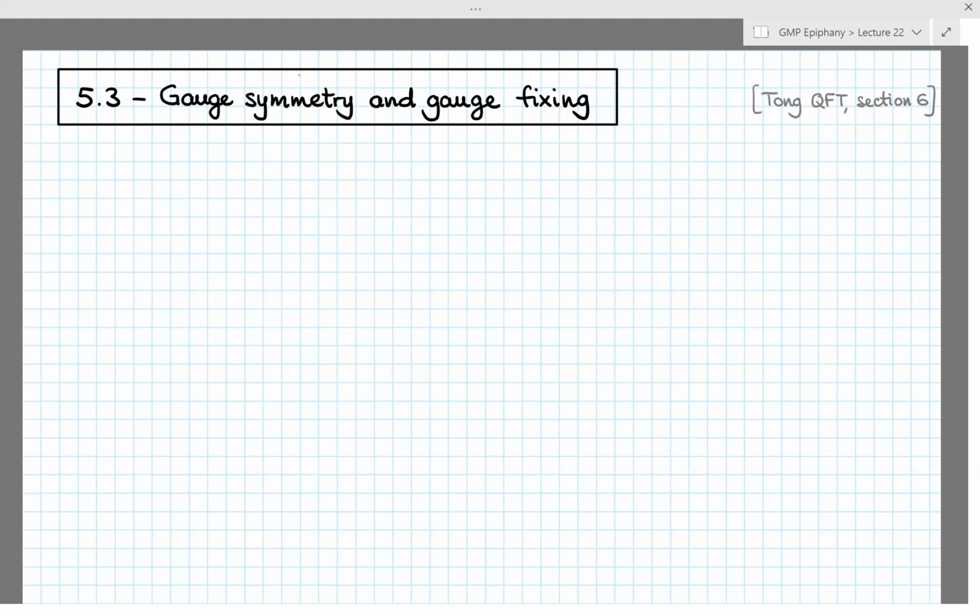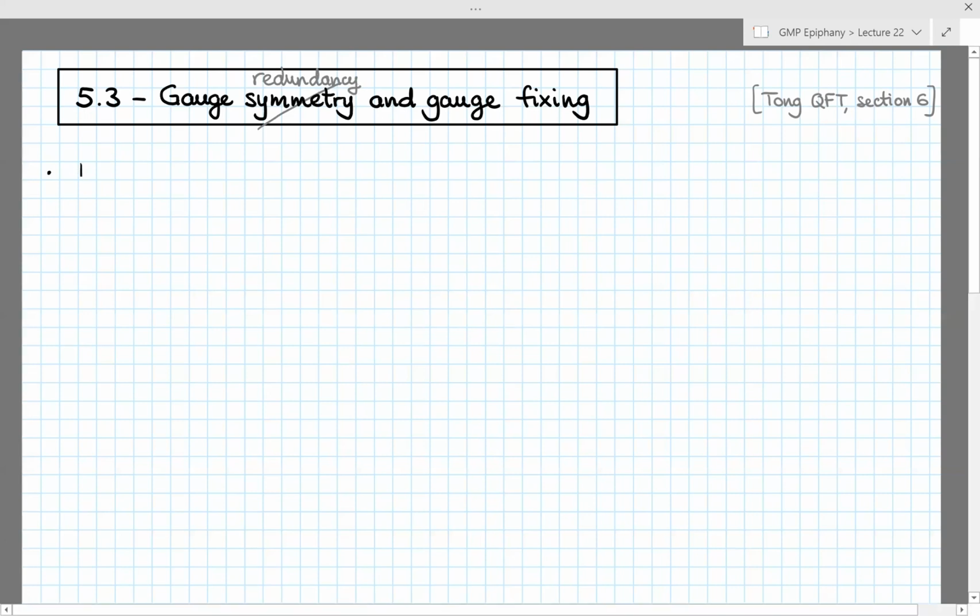So I'll start by returning to the concept of gauge symmetry, or rather, I should say, as I discussed last time, gauge redundancy, and discuss the idea of gauge fixing, which is how to get rid of this redundancy in the description of the theory.